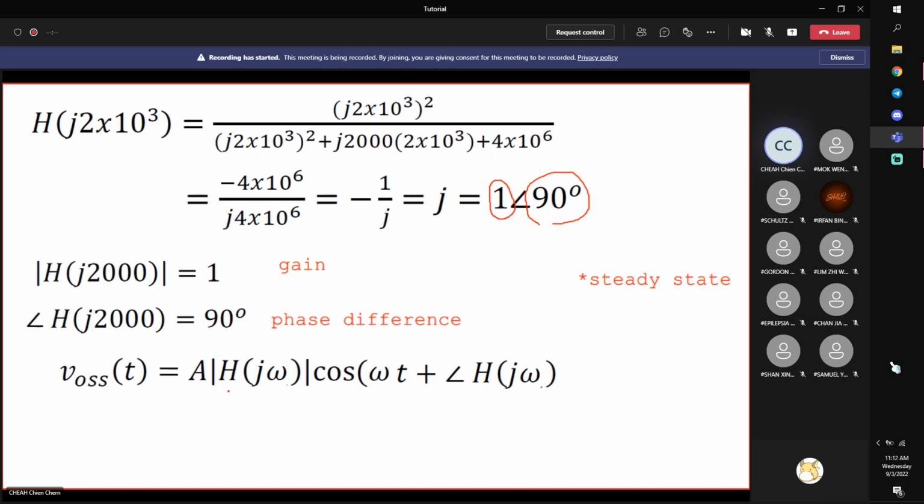This is to get you ready for it. So this basically means that my input amplitude times the gain gives you the output amplitude. And the phase shift is caused by this angle of 90 degrees, which means that you introduce a phase shift of 90 degrees, but the output amplitude remains the same because the gain is 1.